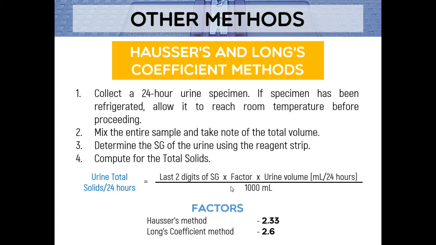Now, the way I remember it is, Long, the name is long, right? So it's a bit high or long, so therefore its factor is higher, so 2.6. And then of course, 2.33 is Hauser's. Okay, Hauser's. If you have your own mnemonic, it's up to you. So again, the difference is the factor: 2.33 for Hauser's and 2.6 for Long's coefficient method.